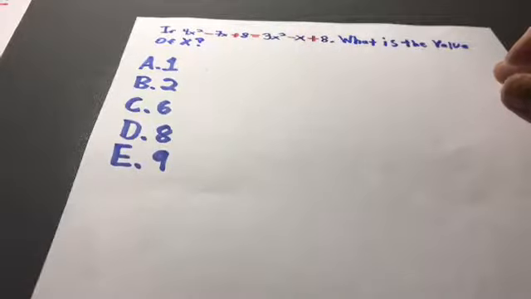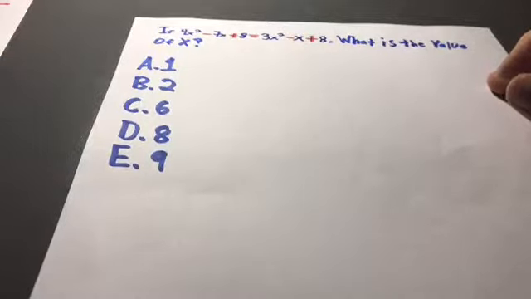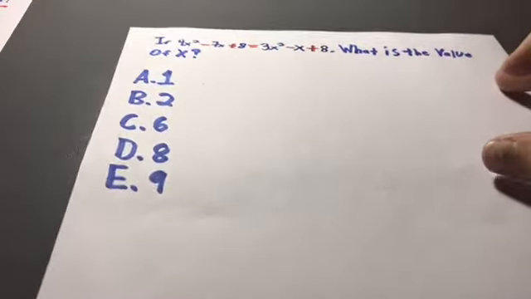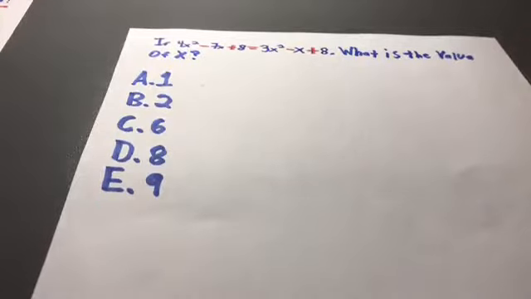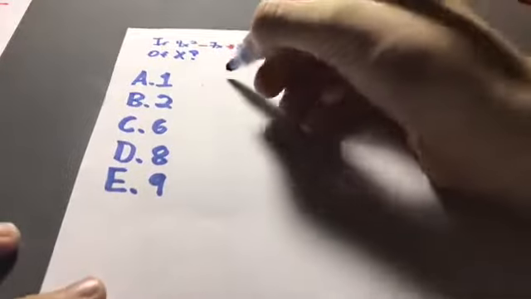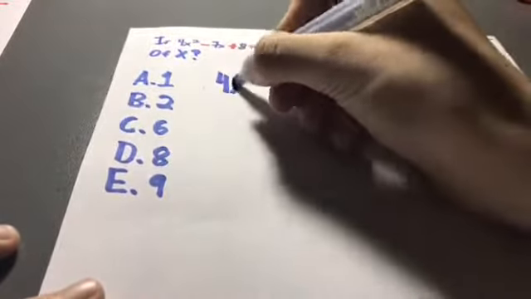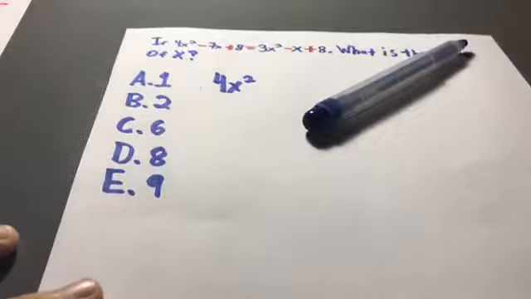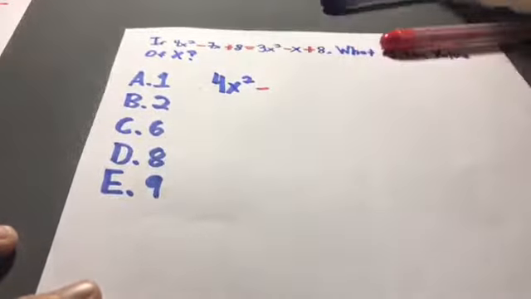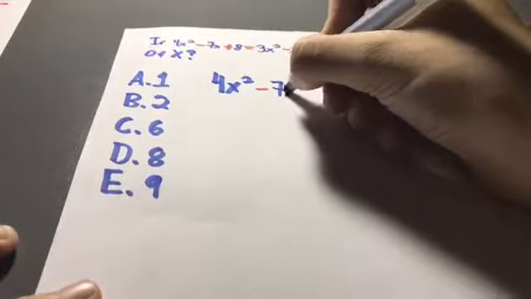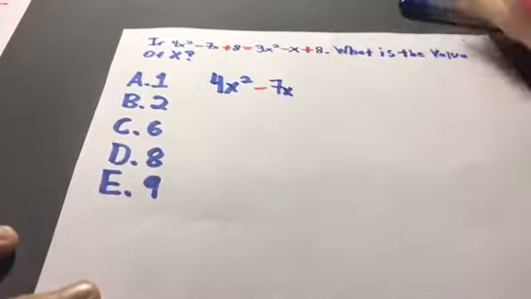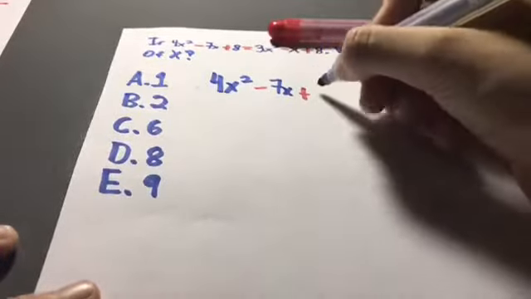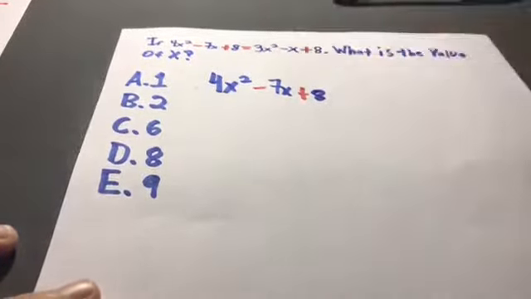If 4x over 2 minus 7x plus 8 is equal to 3x over 2 minus x plus 8, what is the value of x? So first of all, what we have to do is basically take our blue marker. That would be helpful. Take our blue marker and rewrite this problem. So 4x over 2, just to make this a little clearer, minus 7x plus 8.